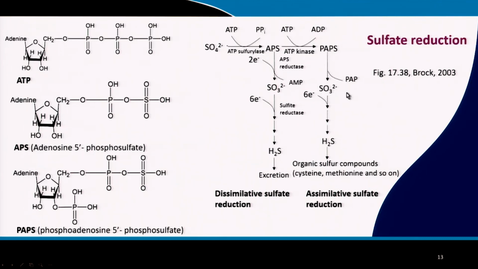The sulfate is converted to sulfite. It picks up 6 electrons and is then converted to hydrogen sulfide or organic sulfur compounds. So we know that organic sulfur compounds, especially in the amino acids, are cysteine and methionine. So these are examples of organic sulfur compounds, and they have been assimilated into the biomass of the bacteria or other organisms, and that's why we call it assimilative sulfate reduction.